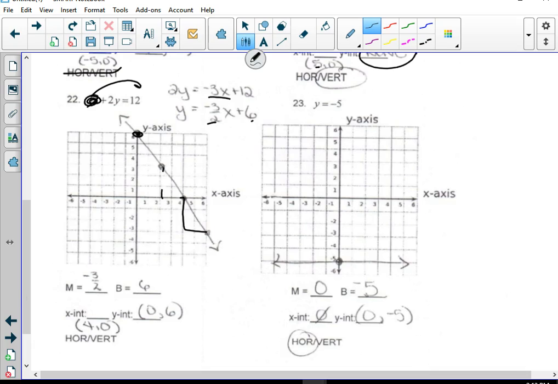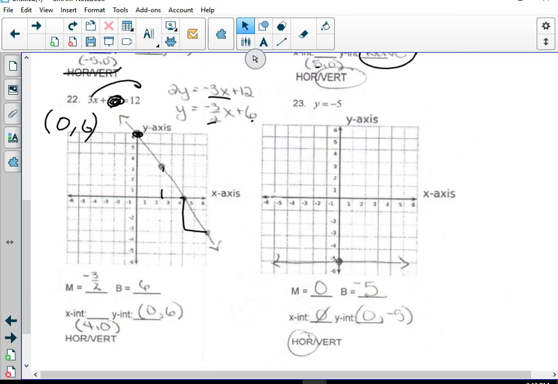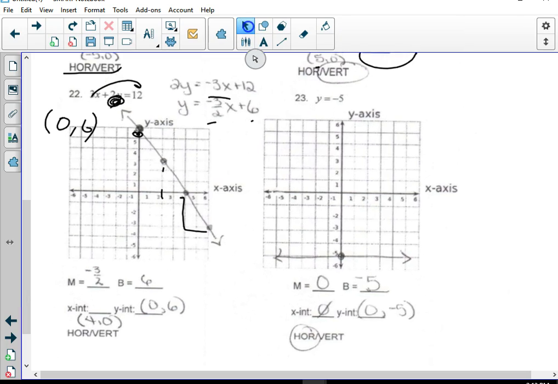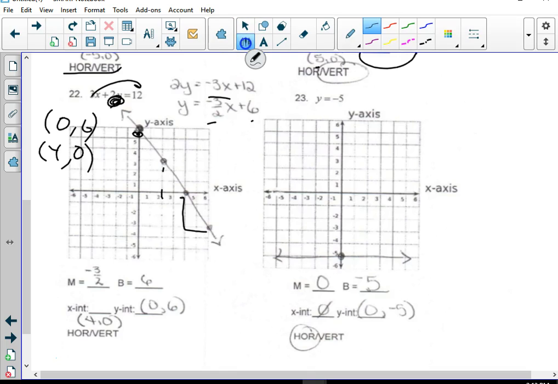Y is 6. Well, think about it. If I do the cover-up method, if I covered up x, I put a 0 in for x. Now I cover that up. Well, now I cover up the y, and I got 4. That's my 2 dots right there. I connect the dots, and I have my line.